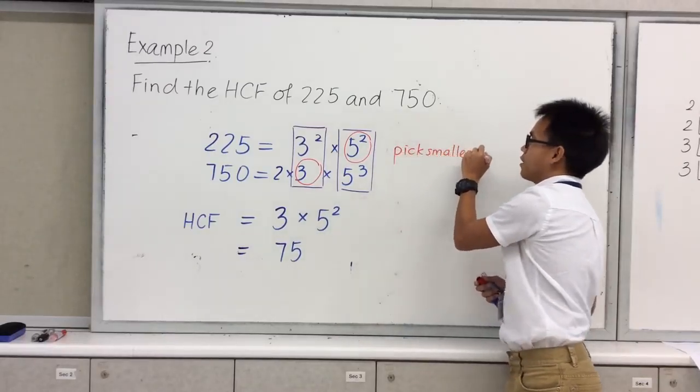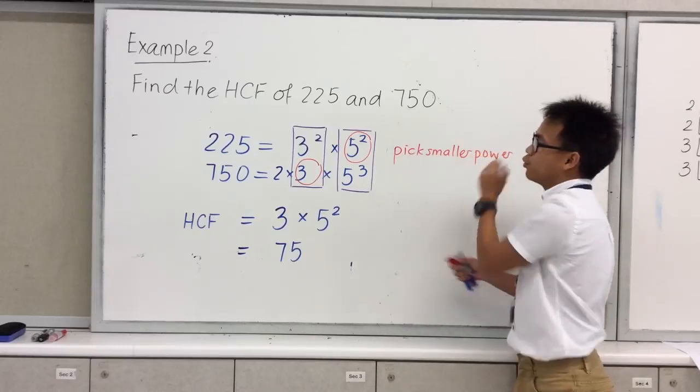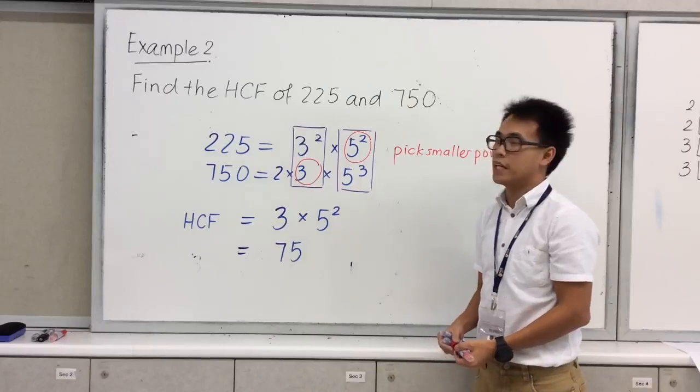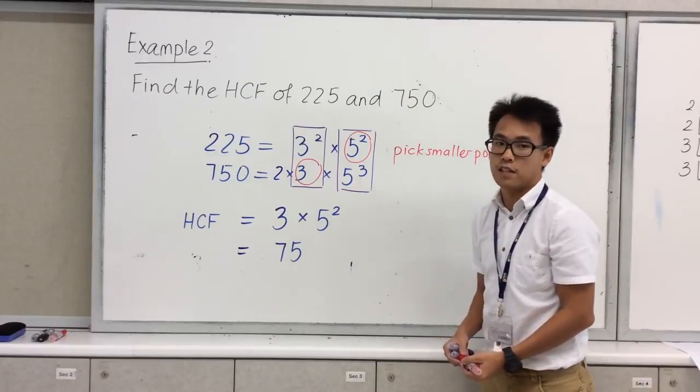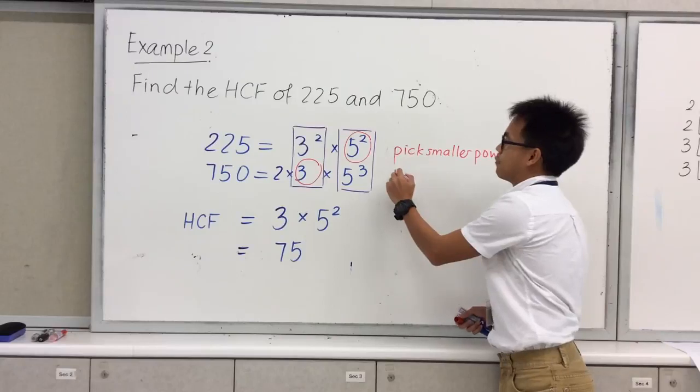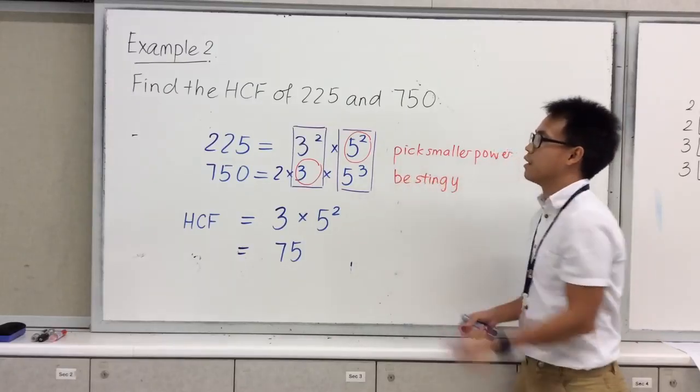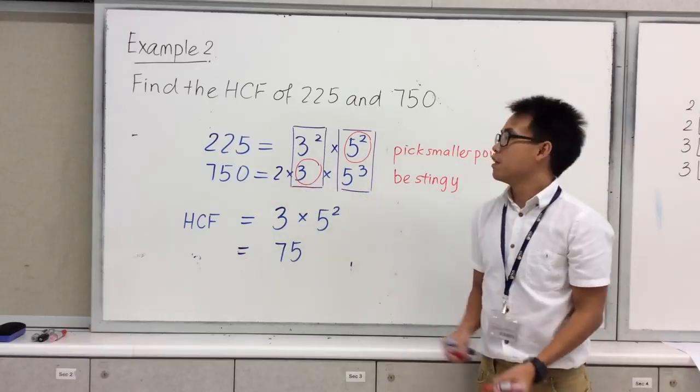You notice that for the prime 2, since it only appears in one of the prime factorizations, we ignore it and do not even consider it. Okay? For HCF, remember we want to be stingy. We always pick the smaller power, and if it only appears once, we ignore it.